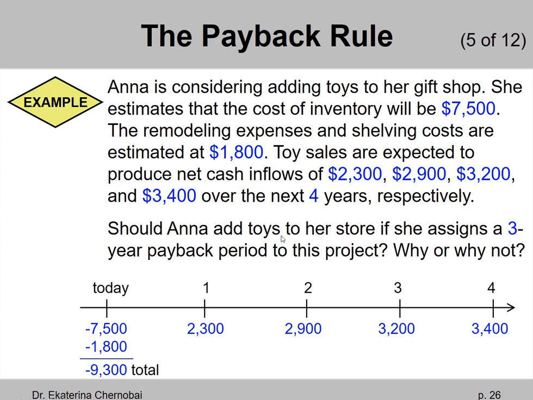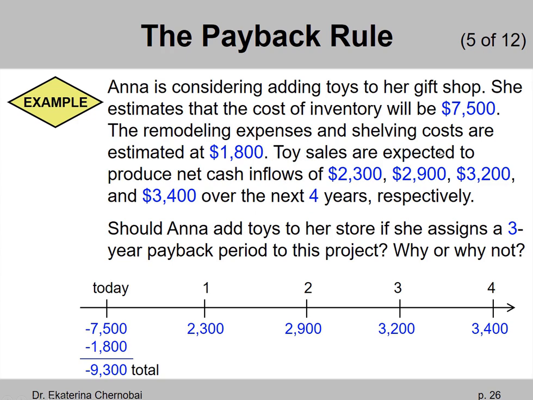Let's look at the following example. Anna is considering adding toys to her gift shop. She estimates that the cost of inventory will be $7,500. The remodeling expenses and shelving costs are estimated at $1,800. So we have two numbers going on right away, right, if the project gets accepted. So why don't we combine 7,500 with 1,800 and just say that the initial cost is a total of 9,300. That simplifies the whole problem.